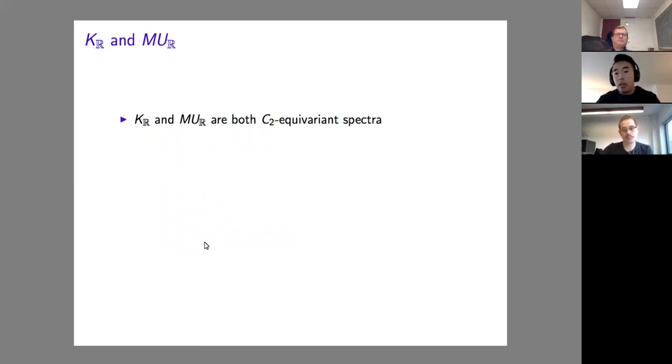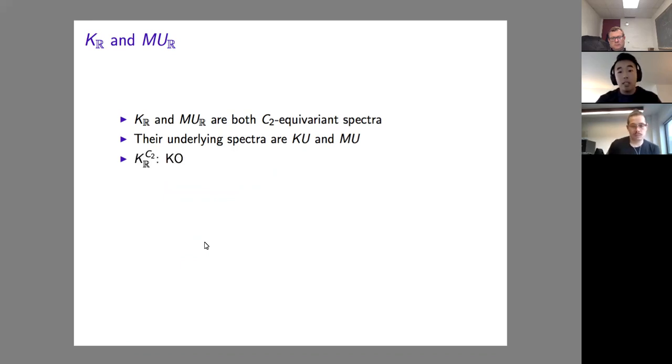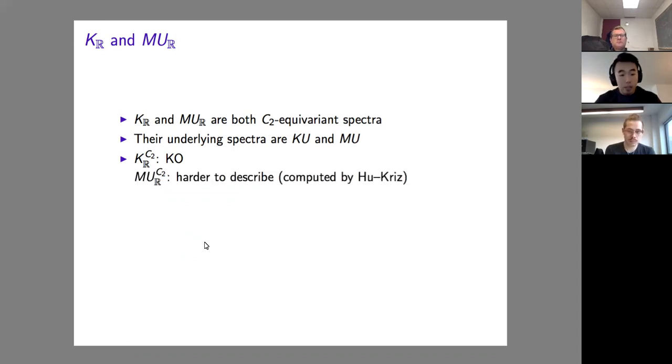So now we have two theories, KR and MUR. They're both C2 equivariant spectra, and their underlying spectra are KU and MU, the complex K-theory and the complex cobordism spectrum. Now, if I look at their C2 equivariant spectra, I can take their C2 fixed points. The C2 fixed point of KR is KO, the real orthogonal K-theory. The C2 fixed point of MUR is harder to describe, but it has been completely computed by Hu and Kriz.